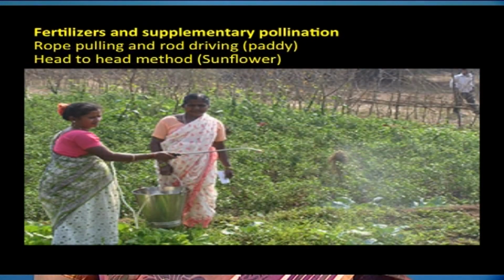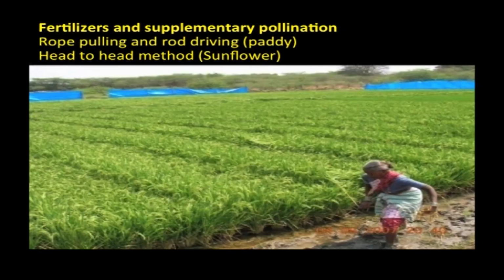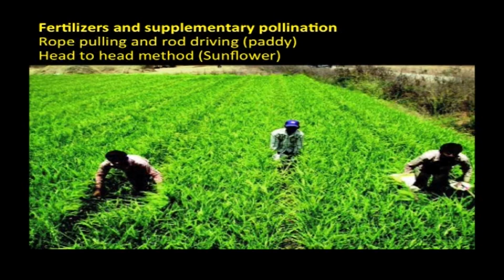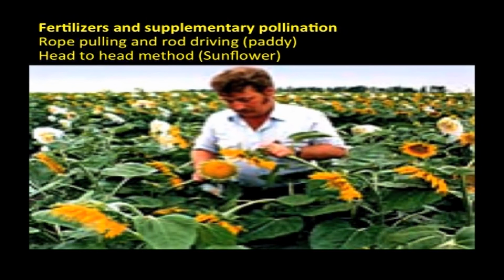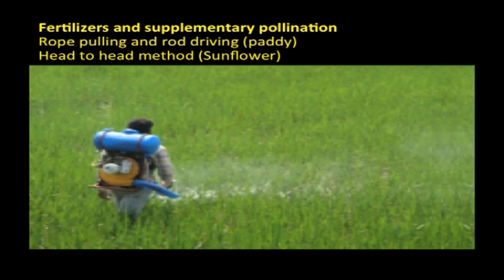Then the next point is fertilizers and supplementary pollination. Normally split application is useful compared to total application: basal and top dressing, 1 or 2 or 3 times depending upon crop duration. The supplementary pollination is given mainly for hybrid seed production crops. For example, paddy requires rope pulling and rod driving. In the case of sunflower, smearing the flower head with muslin cloth, then the head to head method, that is, touching one flower head with another one, and foliar application of fertilizers and growth regulators.